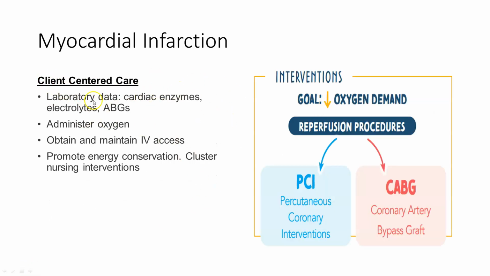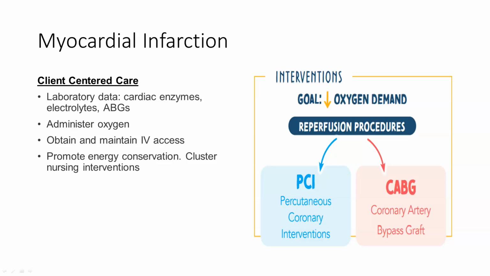So all in all, just make sure that we're looking at our cardiac enzymes, big one's troponin, our electrolytes. You can have issues with potassium, calcium, magnesium. I expect to have ABGs drawn, probably a lactic acid at this level. We expect to give them supplemental oxygen to maintain IV access, and then of course to promote energy conservation. We want to cluster our nursing care. Our primary goal for reperfusion procedures, so PCIs or in worst case scenarios CABGs, is to restore perfusion.